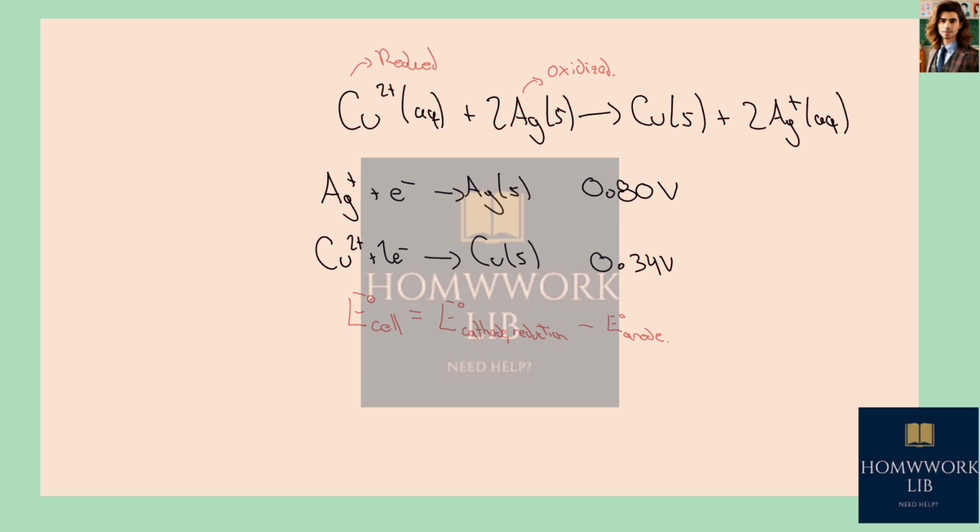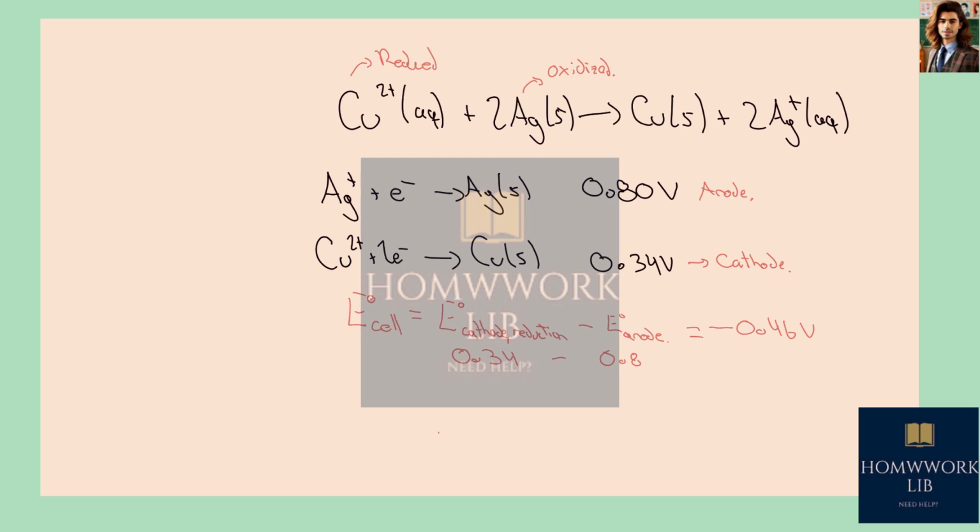So this becomes 0.34. Recall that cathode corresponds to the reduction, so this occurs in the cathode. And in the anode, we're going to have the oxidation, so this corresponds to the anode. Okay, so with this information, this is 0.34 minus 0.8 volts. This is going to give us minus 0.46 volts.